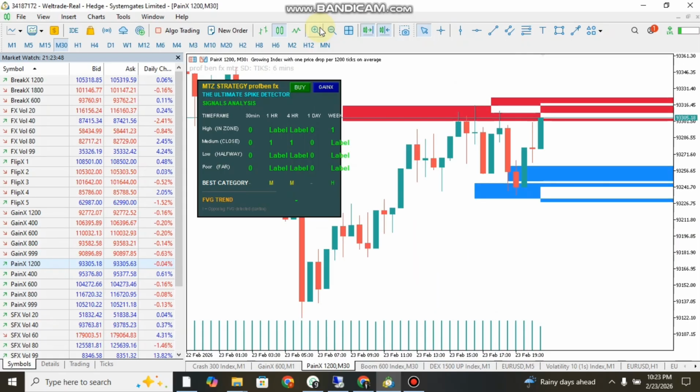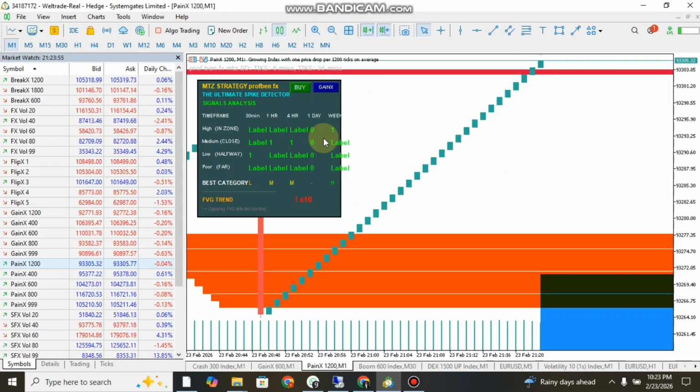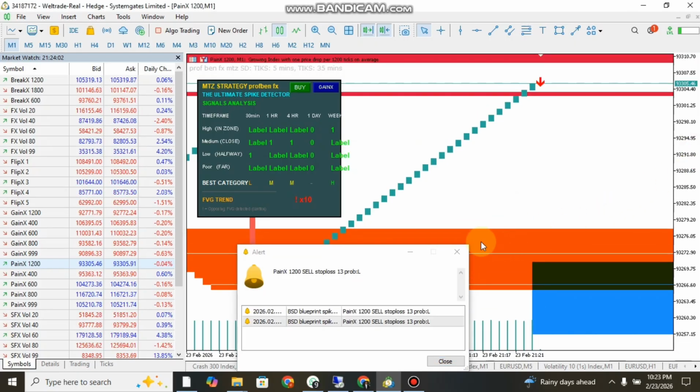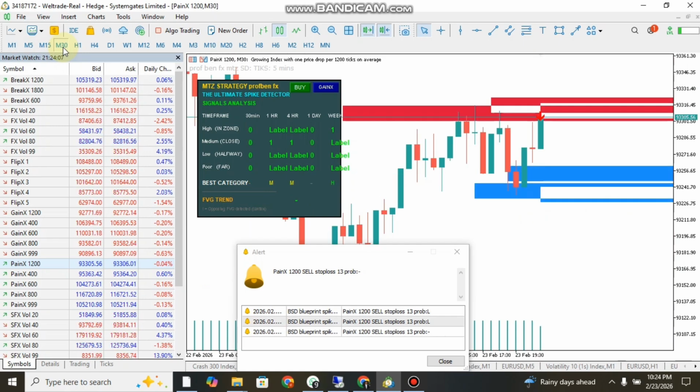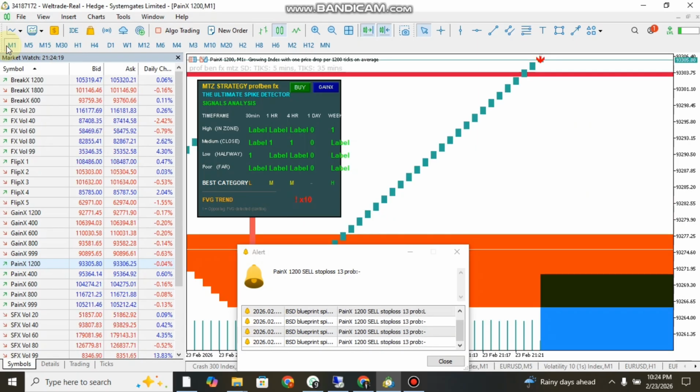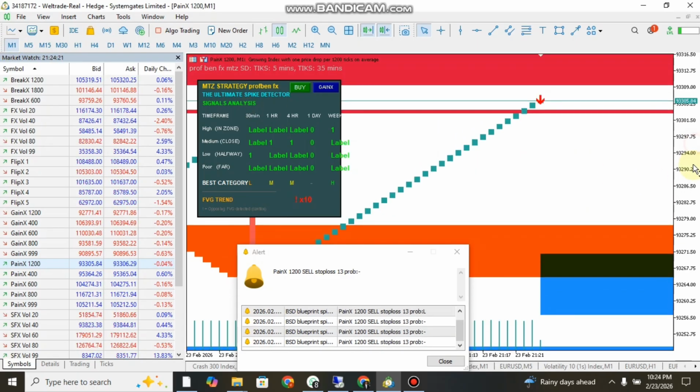In the newest update, the update on the alert is that it shows the probability. Remember, it gives you the entry, stop loss, and the probability. But the probability that it shows is that of the 30 minutes time frame. For example, you can see I'm in pin 1200 and there is a signal to sell, and it's telling me that the probability is L. L for low, H for high, P for poor, and M for medium.